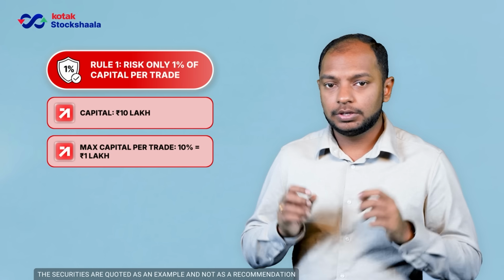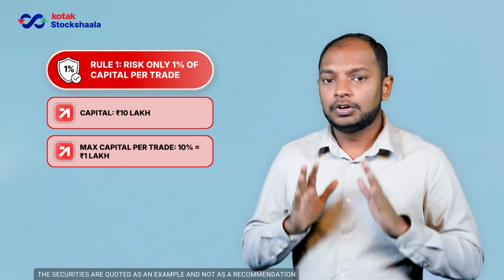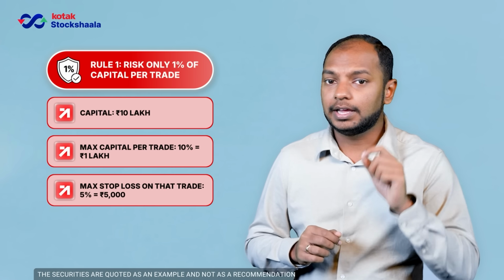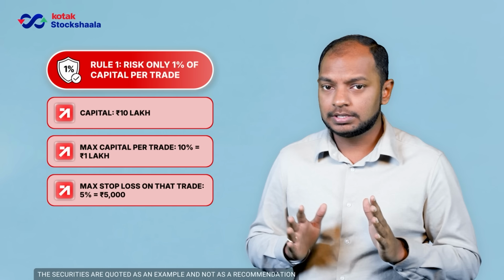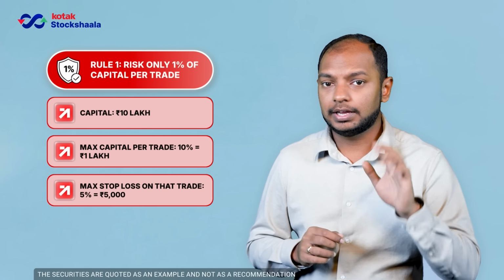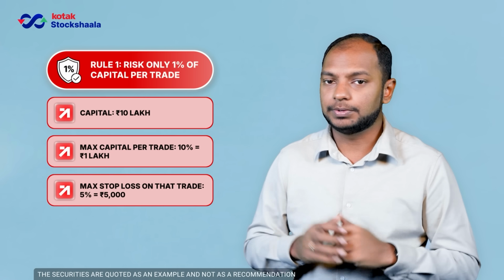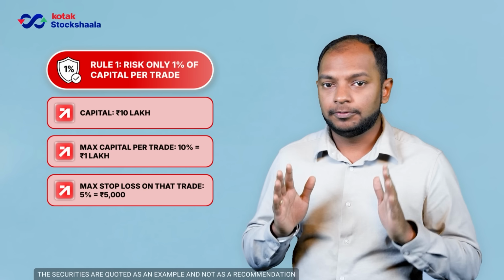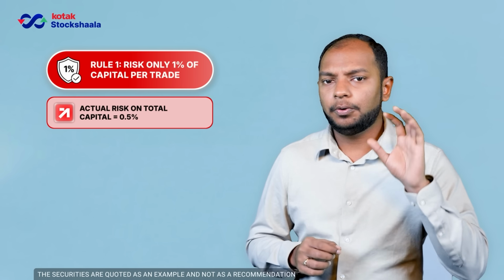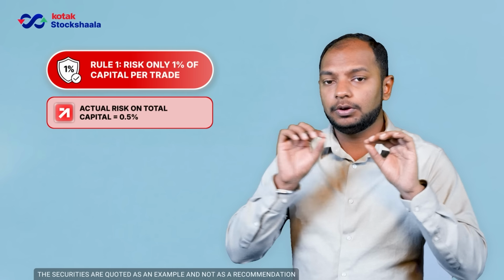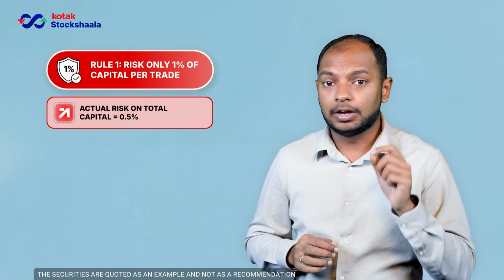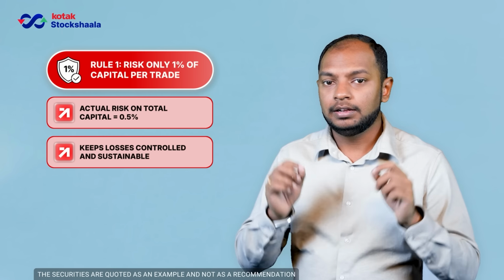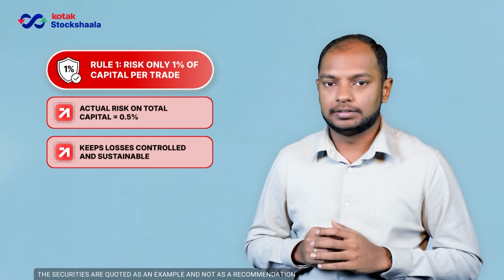On that 1 lakh rupees you have deployed for each trade, don't take a stop loss of more than 5%, which means you should not take a stop loss of more than rupees 5,000 on the 1 lakh rupees that you have deployed. Now, if you lose 5,000 rupees for any reason, what you'll be losing is actually only 0.5% of the overall 10 lakhs capital. That way, you're able to retain the 1% risk per trade.